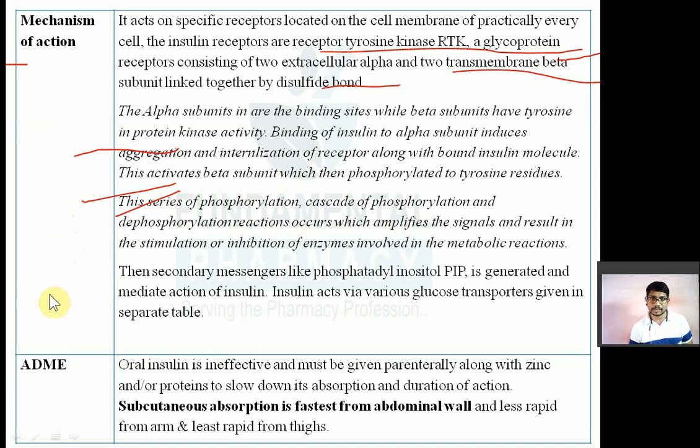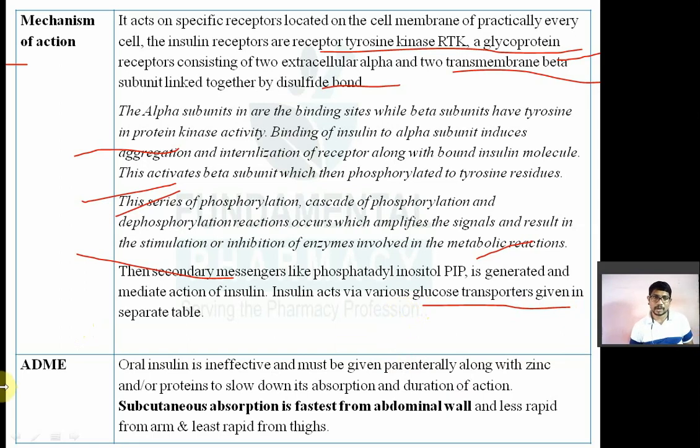or inhibition of enzymes responsible for the metabolic reactions. Secondary messengers like phosphate and inositol are generated, which also have similar kinds of action, stimulation or inhibition of metabolic enzymes. Insulin acts via different glucose transporters. We will see the different glucose transporters in a different table.